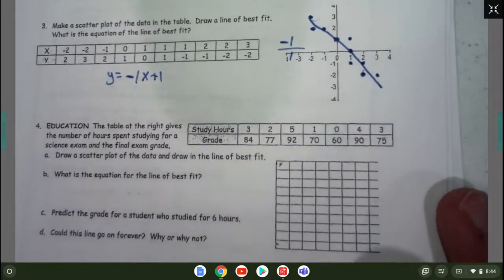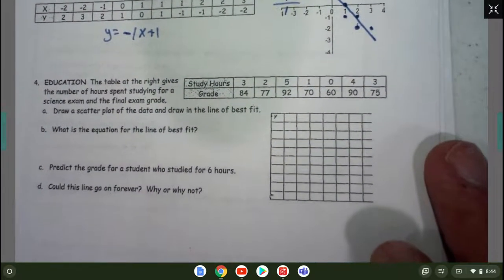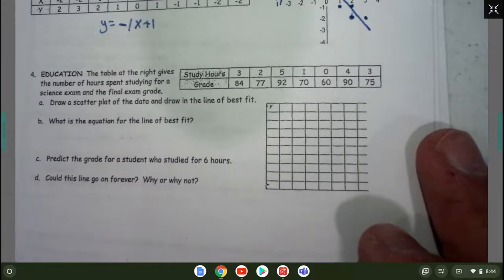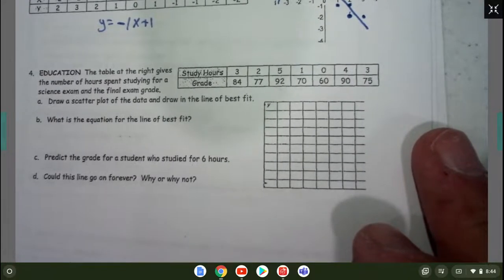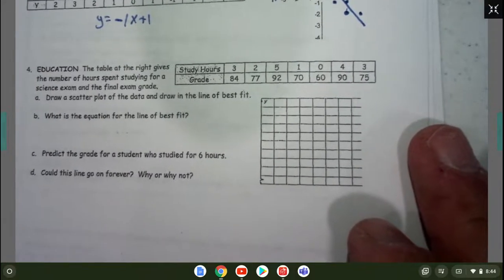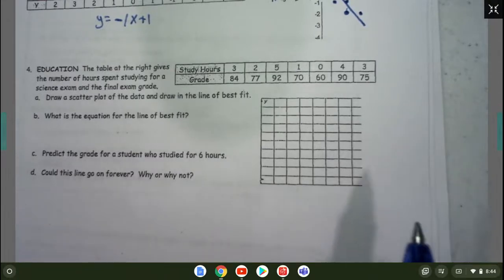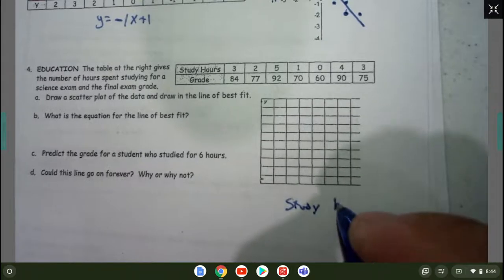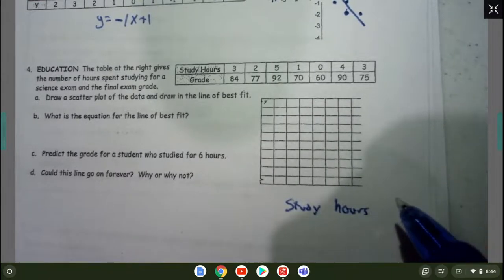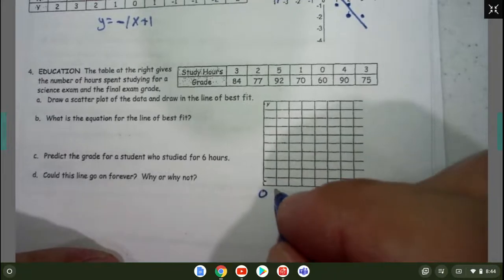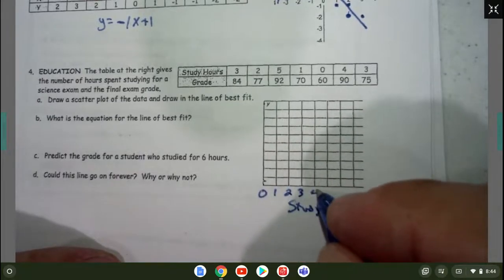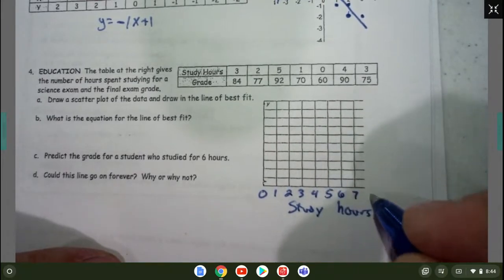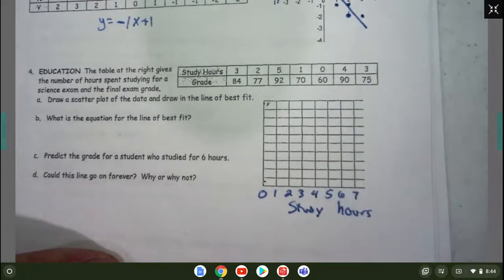Education: it says the table at the right gives the number of hours spent studying for a science exam and the final exam grade. Draw a scatter plot of the data and draw in the line of best fit. All right, so we go from 0 up to 5 on study hours. So here's our study hours. And I think we can just go 0, 1, 2, 3, 4, 5, 6, 7. And that's plenty because we only go up to 5.